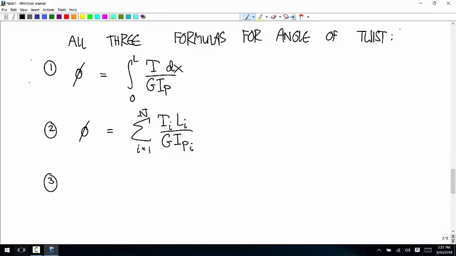And then the third one is for all these values being constant. That's the one that we just came up with. So phi is equal to internal torque times length over G I sub P. When do you use this one? Hopefully never. But when do you need that? Yeah, so if there's continuous changes of any kind.